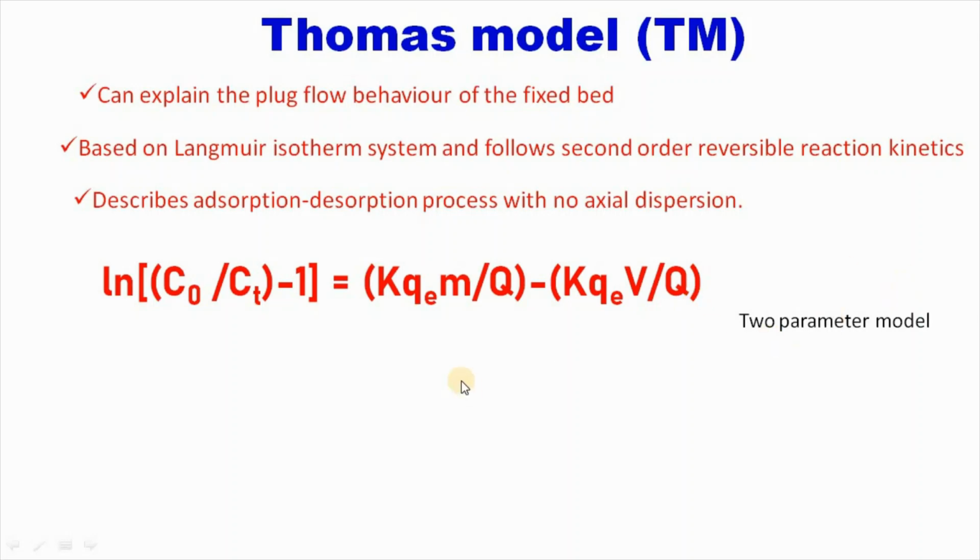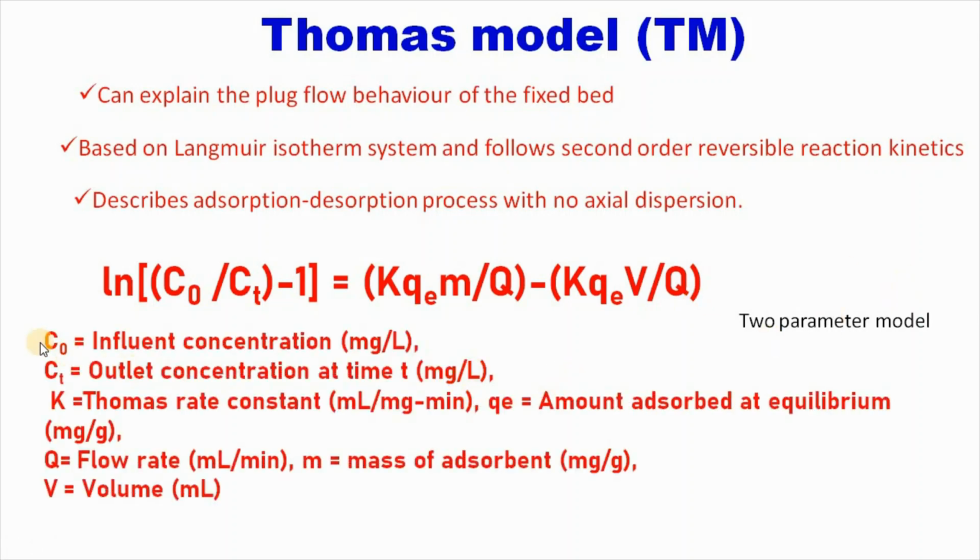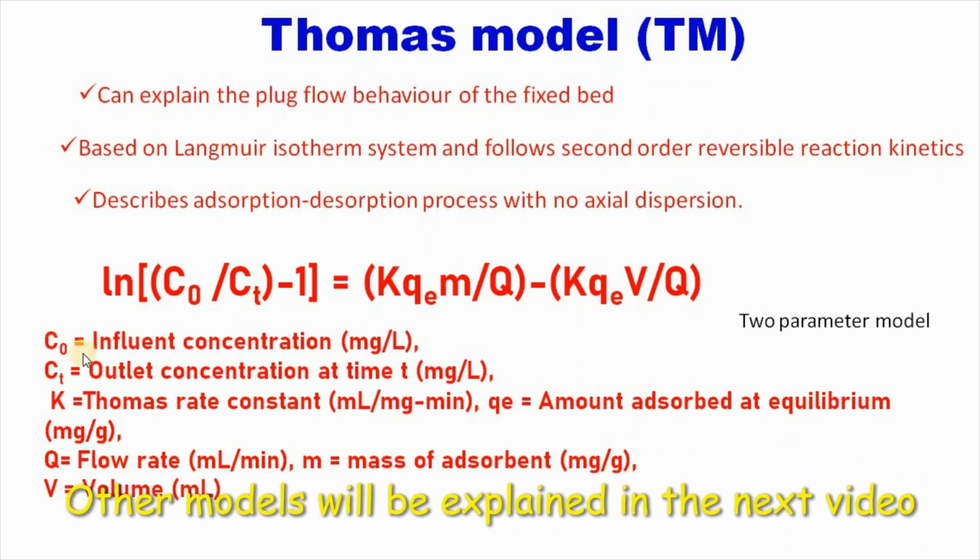It is a typical two-parameter model where C0 is equal to the influent concentration in milligram per liter, Ct is equal to the outlet concentration at time t, K is the Thomas rate constant, q0 is the amount adsorbed at equilibrium, Q is equal to the flow rate, m is equal to the mass of adsorbent, and V is equal to the volume.